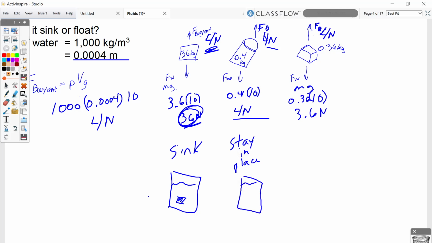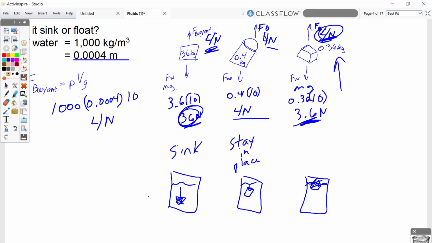So in other words, this one is sinking all the way to the bottom. This one is just going to stay right in the middle. It's not going to move or anything. It's just going to be floating there. And since this one, which number is bigger, 4 or 3.6? Obviously the 4 is bigger, so it's going to pull everything up. So it's going to make this object float. So it's going to be floating up here, okay?